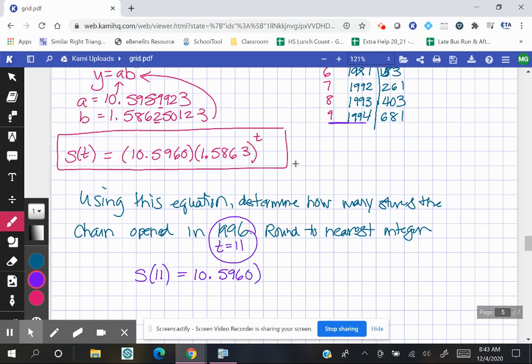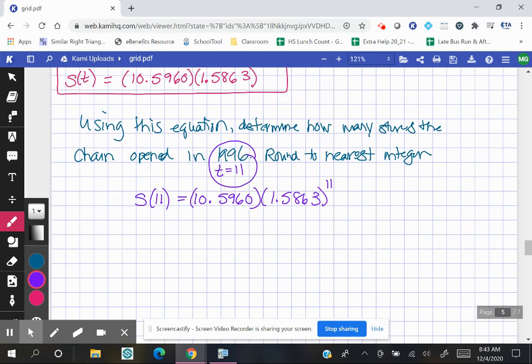So everywhere I see a t, I'm going to replace it with an 11. And then pause the video, type that right into your calculator, write out the full decimal. And then we want to round, since this is number of stores, we'll round to the nearest store, so 1,696 stores.